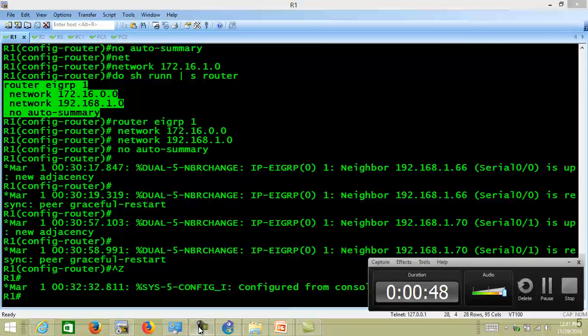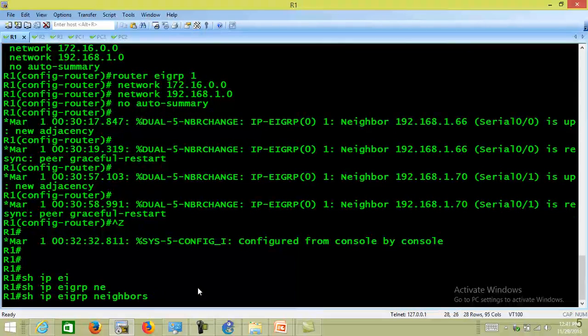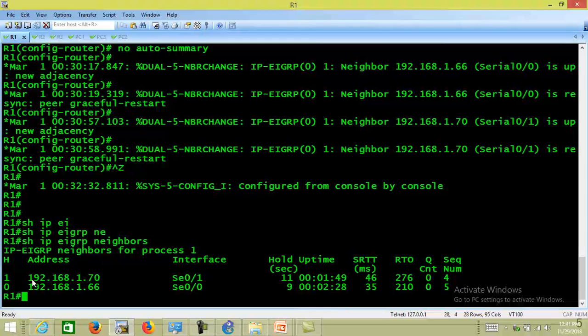So the neighbor table, to see it in all of its glory, come to show IP EIGRP neighbors. So you see the neighbors with their ID. This is the neighbor ID, and the interface where you go out of. So router 1 knows that it has this neighbor, and we'll need to go out serial 0. And this is the hold timer. It's actually called hold timer. OSPF calls it a dead timer.